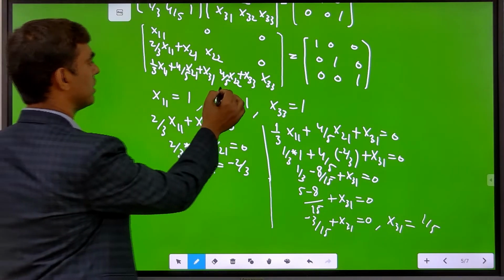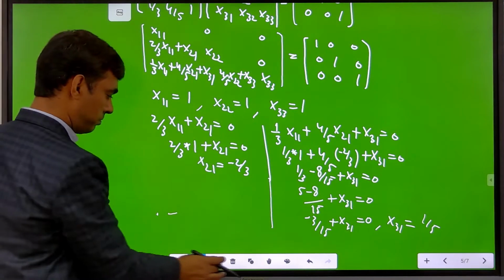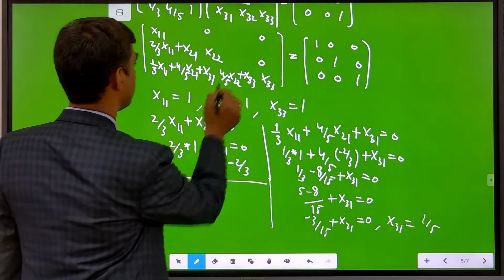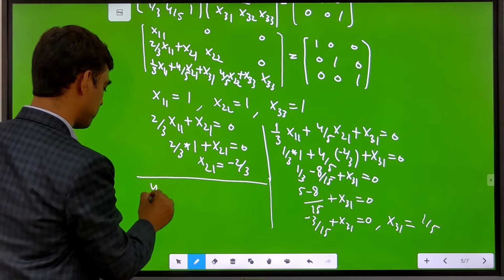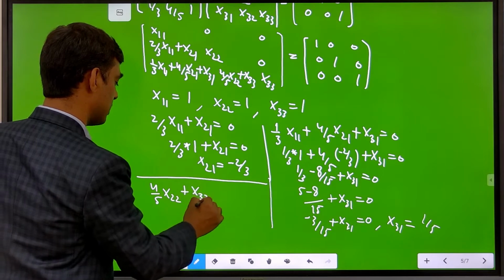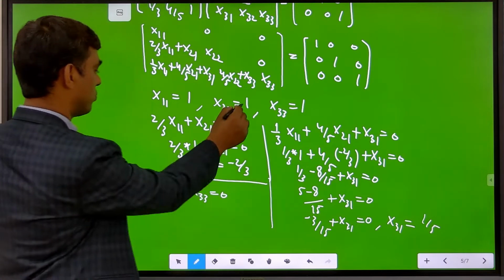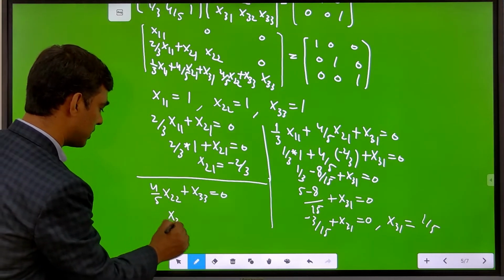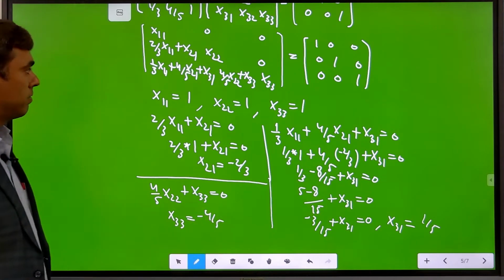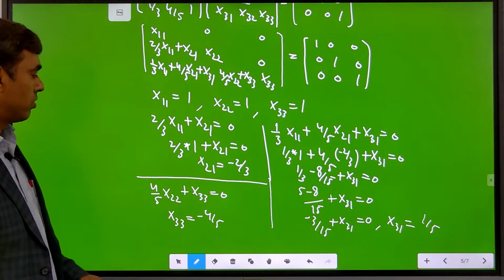Similarly, we compare this element: 4/5 x22 plus x32 equals 0. We have the value of x22. What is the value of x22? x22 is 1. So x32 becomes minus 4/5. And what is the value of x33? x33 is 1.